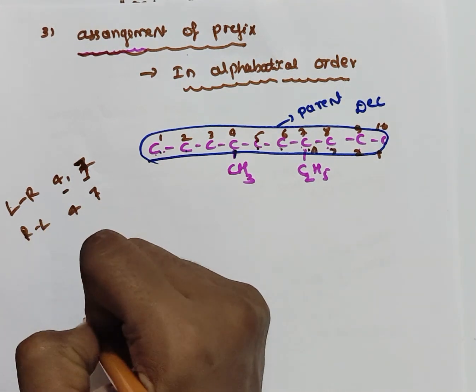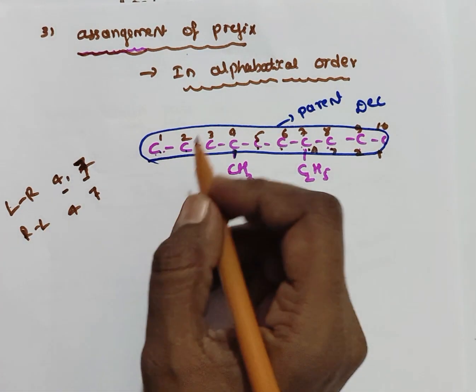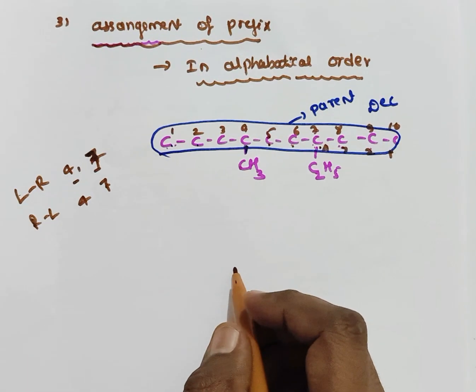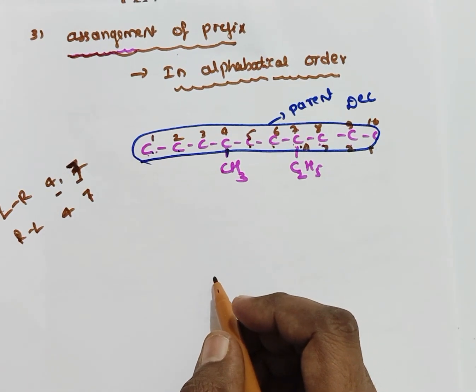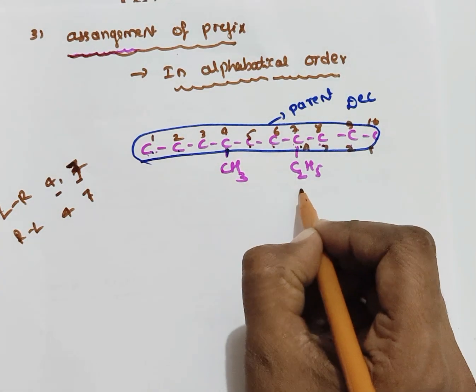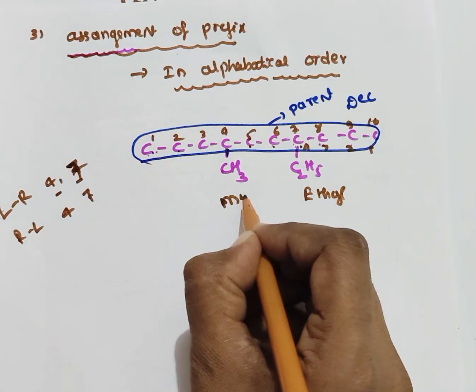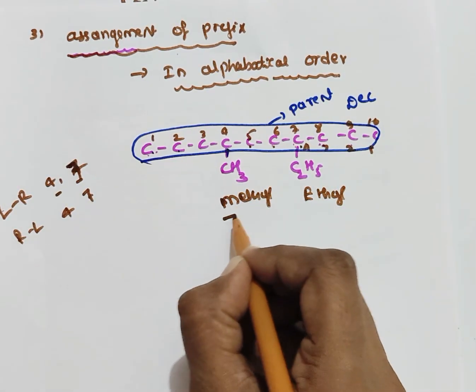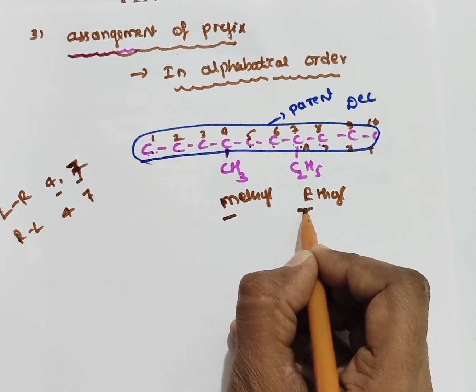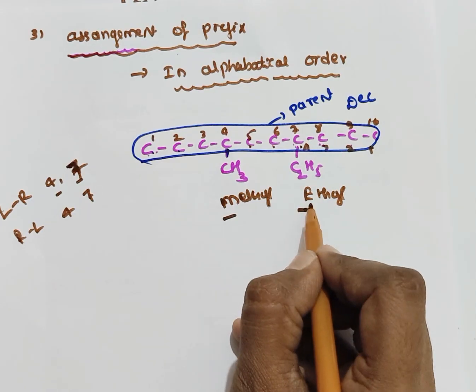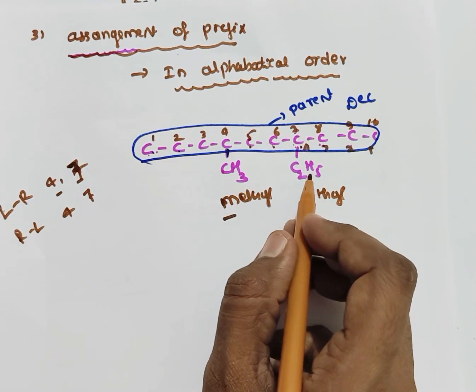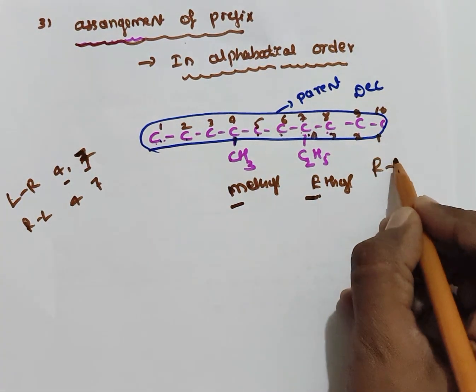Right to left, we get 4, 7. Here one more rule is there. If the locants are same, then the preference goes to the alphabetical order. Alphabetically, here ethyl is there, and here the substituent methyl is there. Which comes first alphabetically? E comes first, which means the lowest number goes to ethyl. Therefore, numbering from right to left is correct.